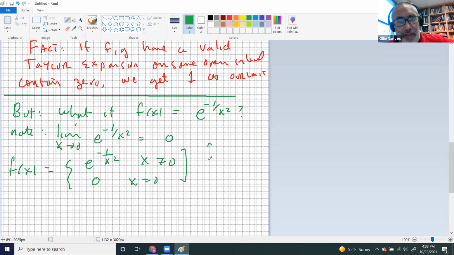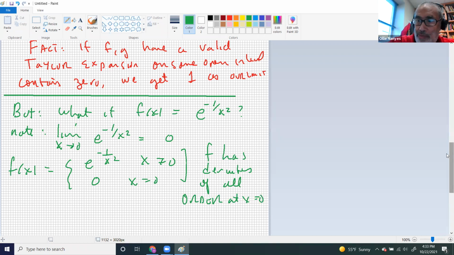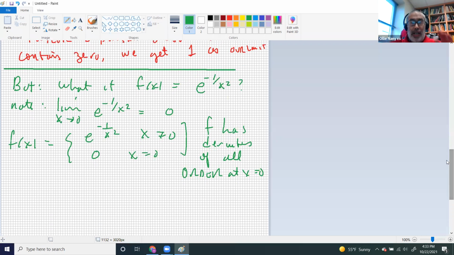So this f has derivatives of all order at x equals 0, but does not have a Taylor series. And just as an aside, let's go ahead and give you a brief reason why.